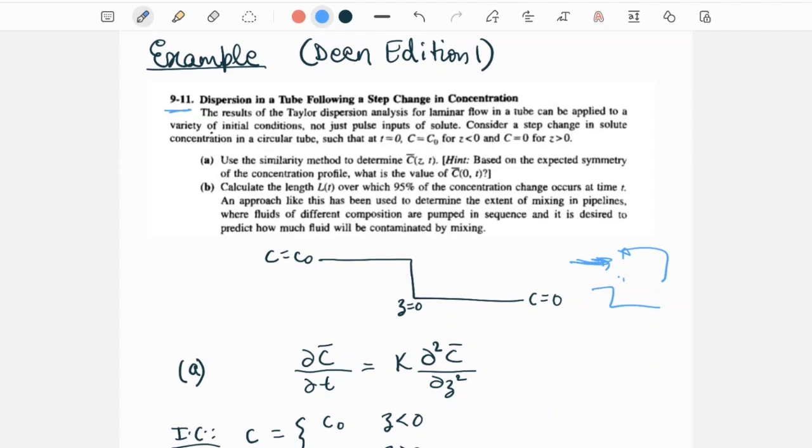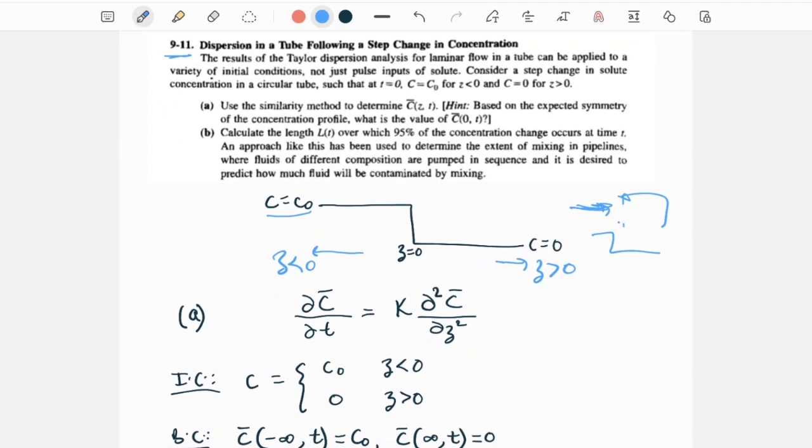So suppose you have a step change in a solute. It starts at some C0, where this entire part is z less than 0. And then at z equal to 0, the step change is applied and the concentration becomes 0. So this is for z greater than 0. So they've asked us, one, with using the similarity method, we have to find the average concentration. And there's a little hint given. And after that, we also have to use that solution to find what is the length over which 95% of the concentration change will occur at some time t.